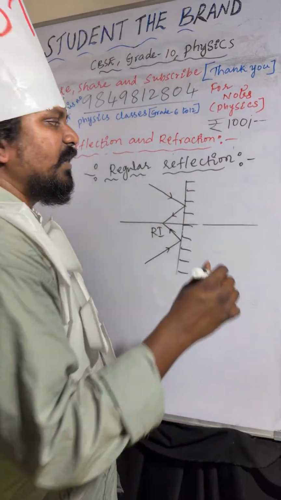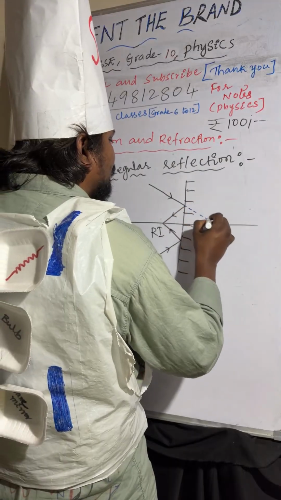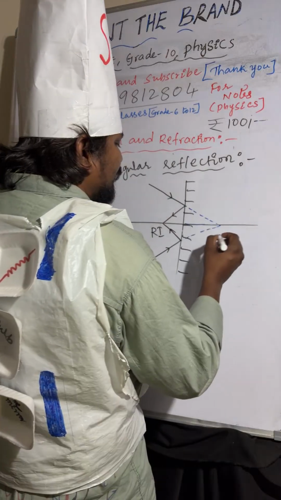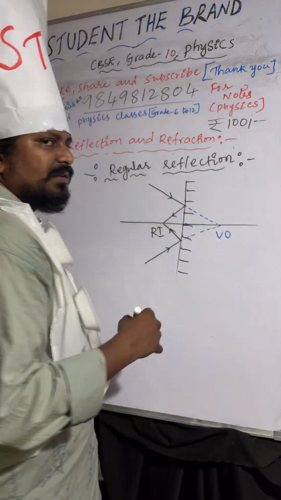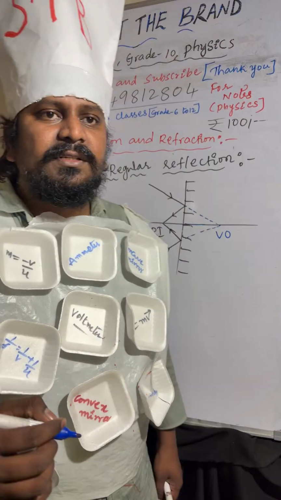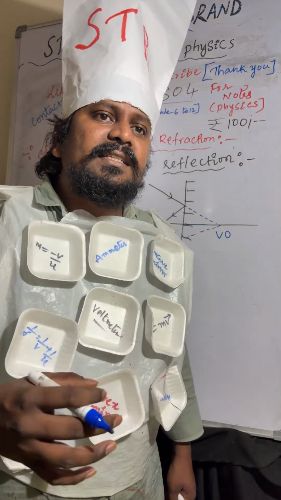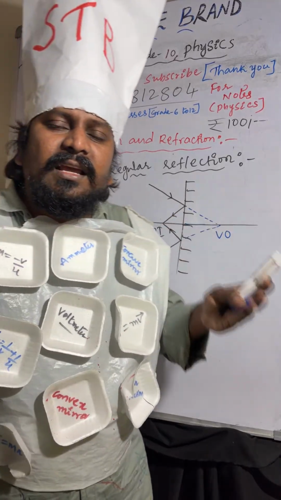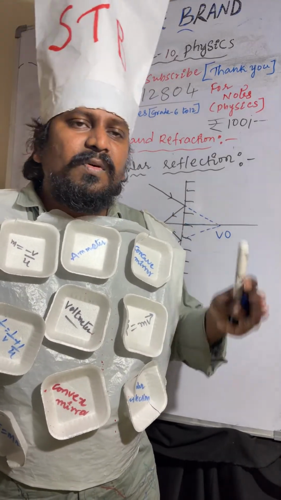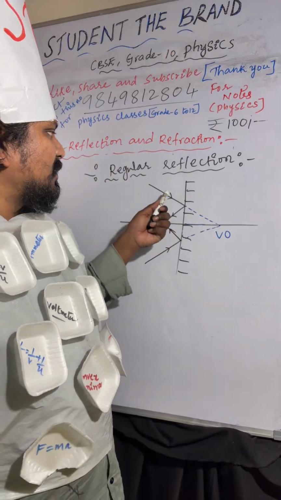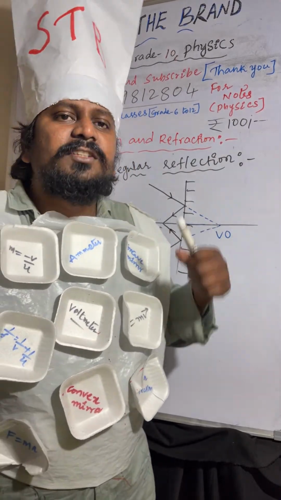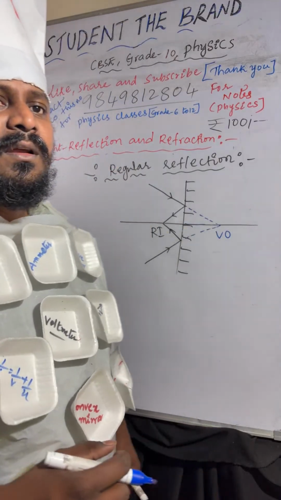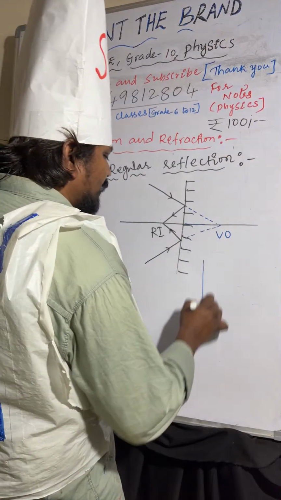Okay. So if you extend these incident light rays, these are the virtual object. The point of intersection of reflected light rays is known as the real image. The point of intersection of extended incident light rays is known as the virtual object.